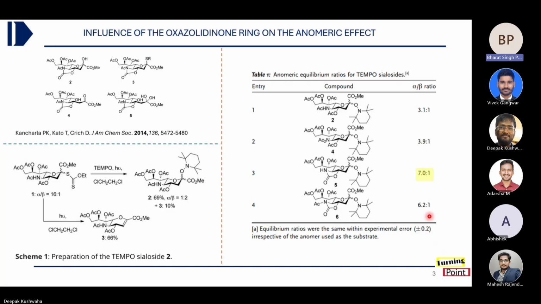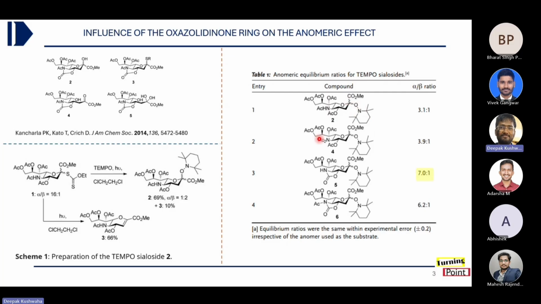Ultimately they wanted to see how this radical is forming and how it is getting quenched with the radical acceptor or something else. So ultimately, they are trying to show the effects of this cyclic protecting group on the anomeric ratio of these sialosides. So how these protecting groups are affecting the anomeric ratio of these glycosides.